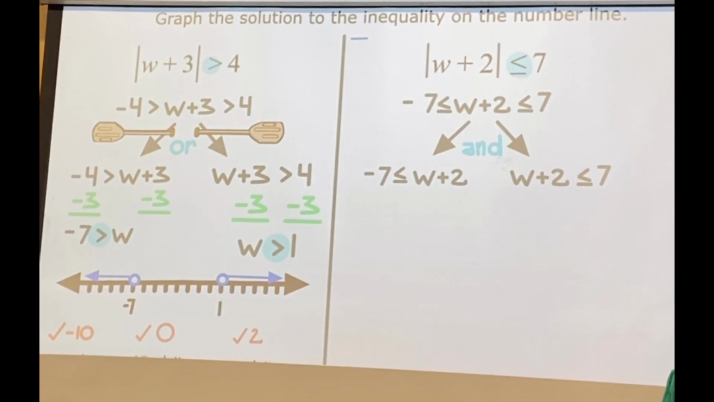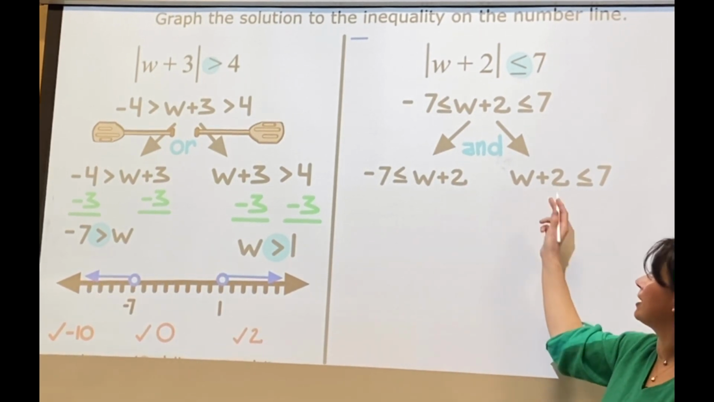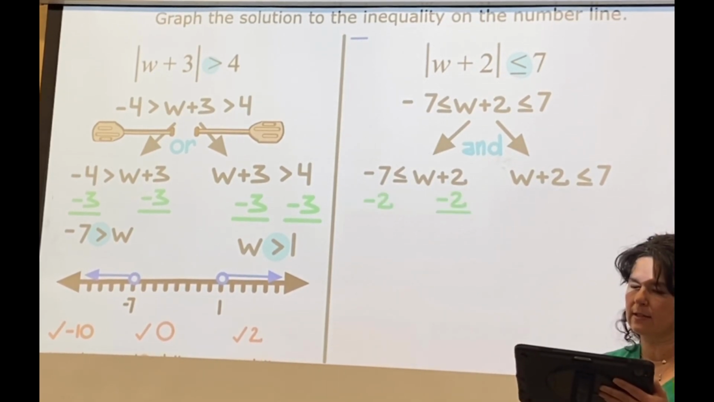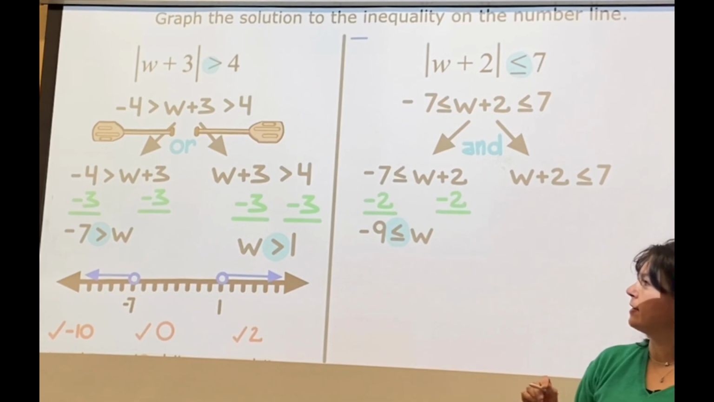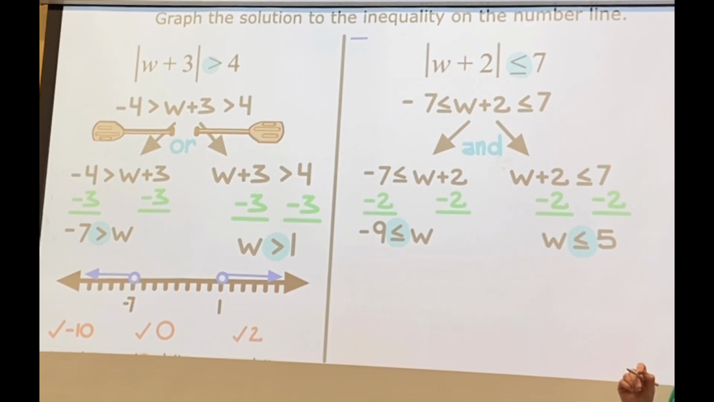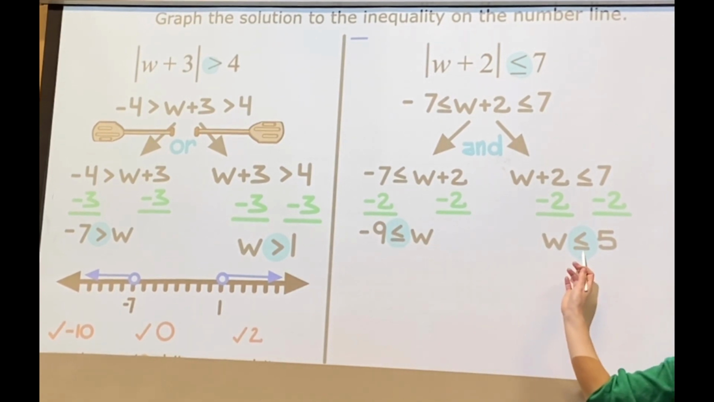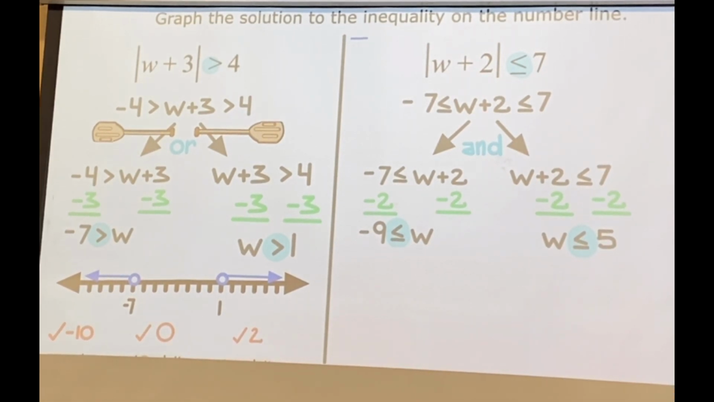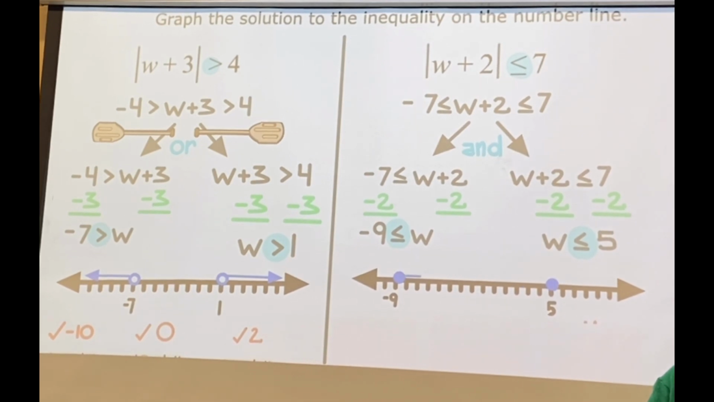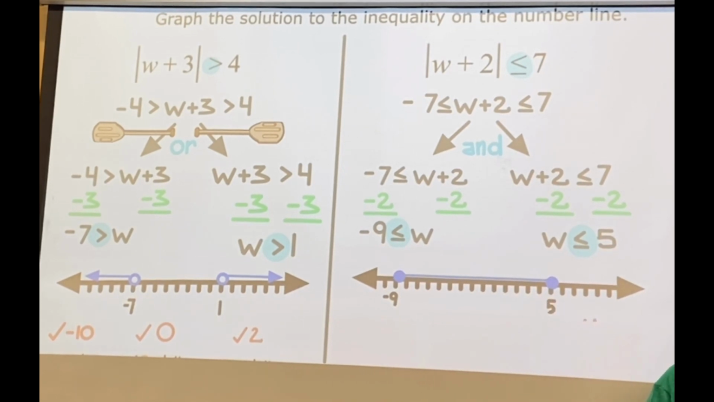We're going to go ahead and use the shortcut all the way here, so I just need to solve each one of these. If I solve this one, I'm going to subtract 2 from both sides, and I get negative 9. Here I'll subtract 2 from both sides, and I have 5. So if I use the shortcut, I'm going to go to my number line right now, and at negative 9 and at 5, I'm going to put solid dots. Because this is an and, I know that it's going to connect up in the middle. And there's my final graph.